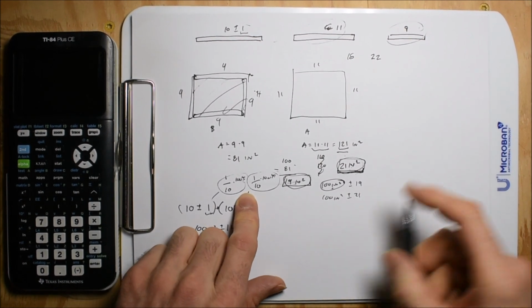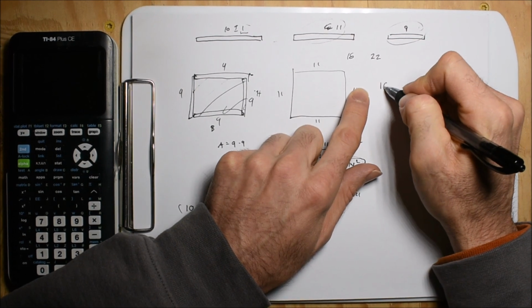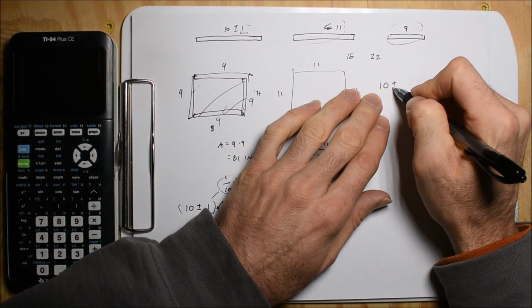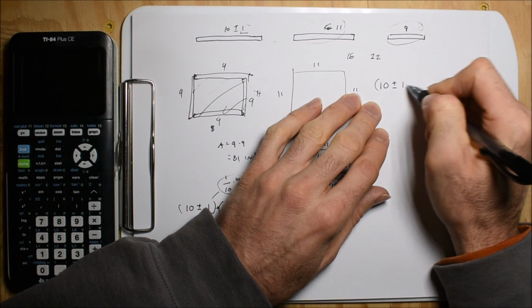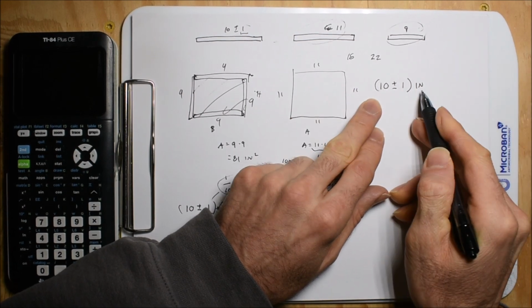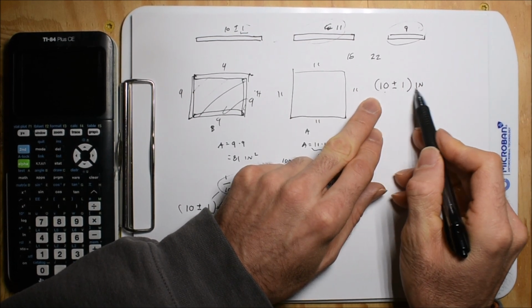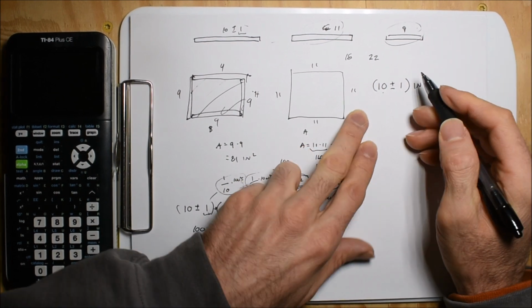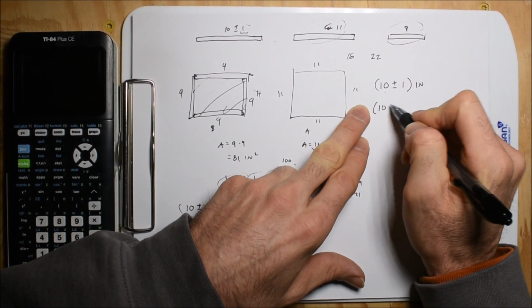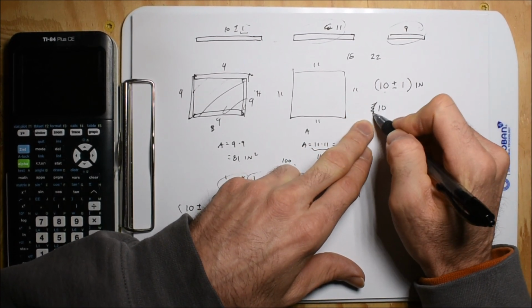Alright, so let's draw this one more time. So this is how you typically see uncertainties. It'll be in parentheses if both these are inches: 10 inches plus or minus an inch. But if we do a percent uncertainty, you're going to go 10, and then you have to get rid of these parentheses.